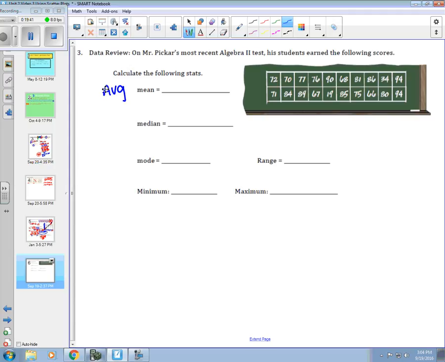Now I've done this prior to this. If you add up all the numbers here, you would get 1,478. How many numbers are there? There's 1, 2, 3, 4, 5, 6, 7, 8, 9, 10 numbers across. Two rows, that means there's 20 numbers. So if we divide this by 20, that would give you the mean. And if you divide that out, that comes out to be 73.9. So that would be the mean or average.